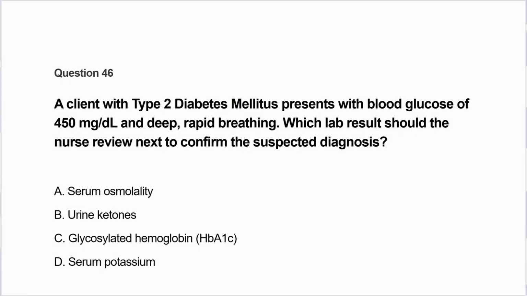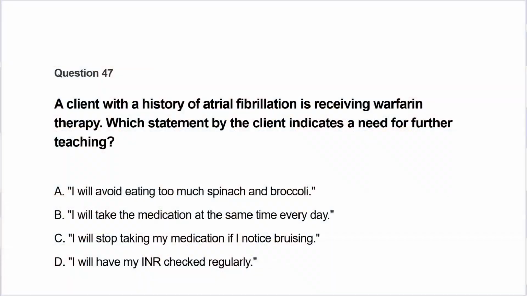Questions 46 to 50. 46. A client with type 2 diabetes mellitus presents with blood glucose of 450 mg per dL and deep rapid breathing. Which lab results should the nurse review next to confirm the suspected diagnosis? A. Serum osmolality. B. Urine ketones. C. Glycosylated hemoglobin, HbA1c. D. Serum potassium.